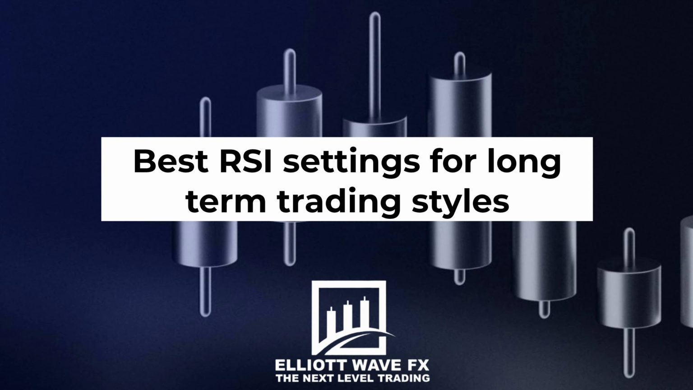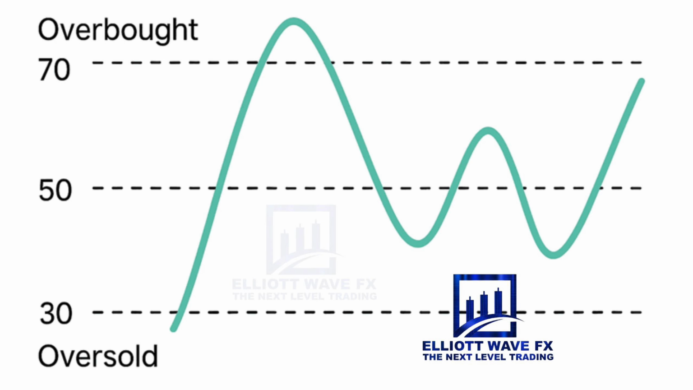Best RSI settings for long-term trading styles. As a long-term trader, using a parameter of 50 for RSI can help you avoid overtrading. It's also beneficial to apply this to longer timeframes like daily charts. Remember to define the correct parameter through a backtest. Professional traders rarely change the parameters of their indicators to avoid overfitting. For long-term trading, you can use daily or weekly timeframe.